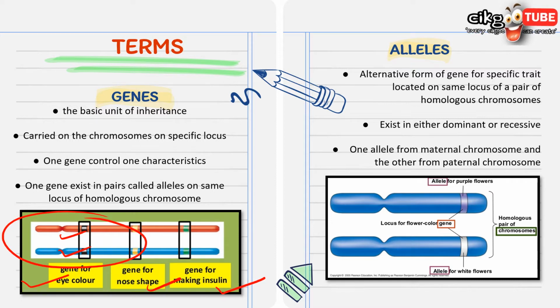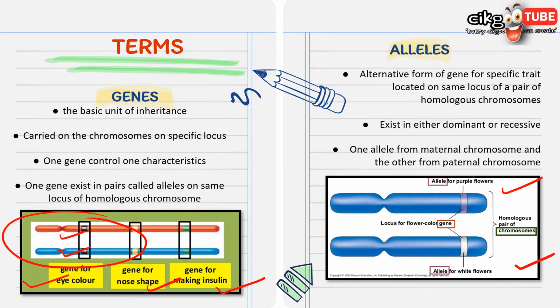Allele is an alternative form of a gene for a specific trait that is located on the same locus of a pair of homologous chromosomes. Now, alleles can exist in two different forms. It's either dominant or recessive. So one allele is located on the paternal chromosome and the other is located on the maternal chromosome.